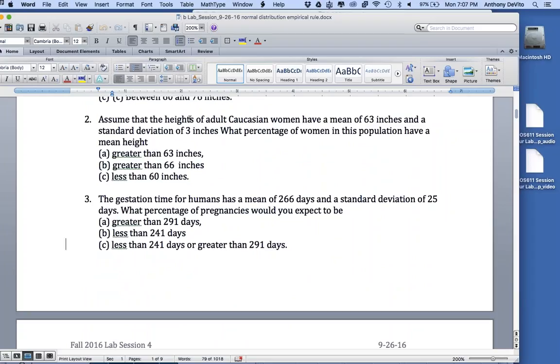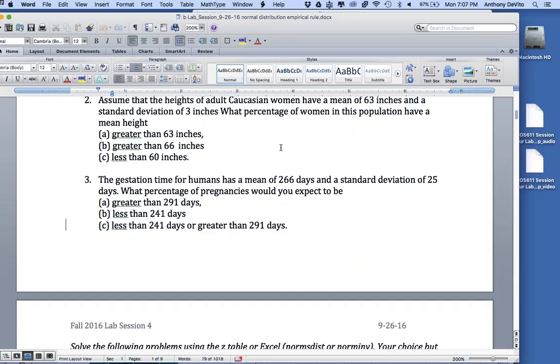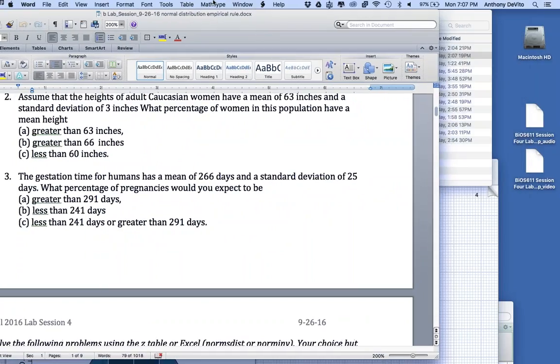Okay, assume the heights of adult Caucasian women have a mean of 63 and a standard deviation of 3 inches. What percentage of the women in this population, again, greater than 63 inches? 50%. Bingo. Greater than 66 inches. Uh-oh, a little bit of a twist there, right?